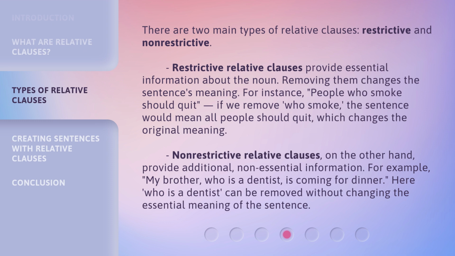Non-restrictive relative clauses, on the other hand, provide additional, non-essential information. For example, my brother, who is a dentist, is coming for dinner. Here, who is a dentist, can be removed without changing the essential meaning of the sentence.